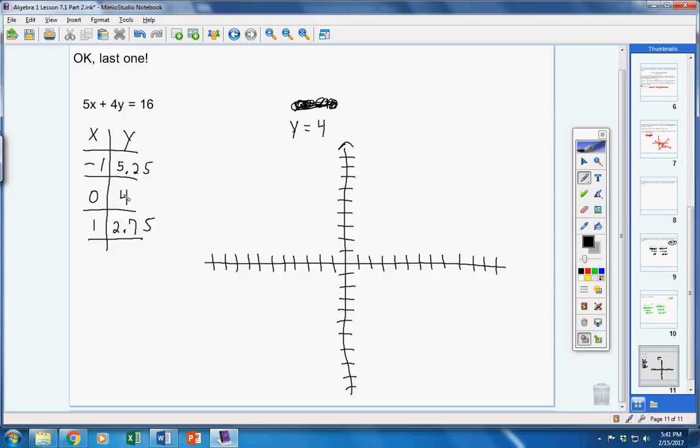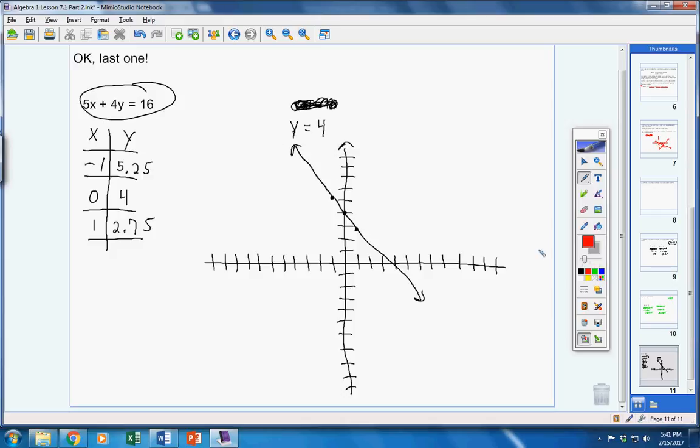Alright, let's go ahead and plot these ordered pairs. -1, 5.25, so 1, 2, 3, 4, 5 1/4, about right there. And then 0, 4, so 0, 4. And then over 1 up 2.75, so about right there. They line up pretty well within a straight line, so I think we're doing okay there. There we go. Okay, so we have graphed this linear equation here.